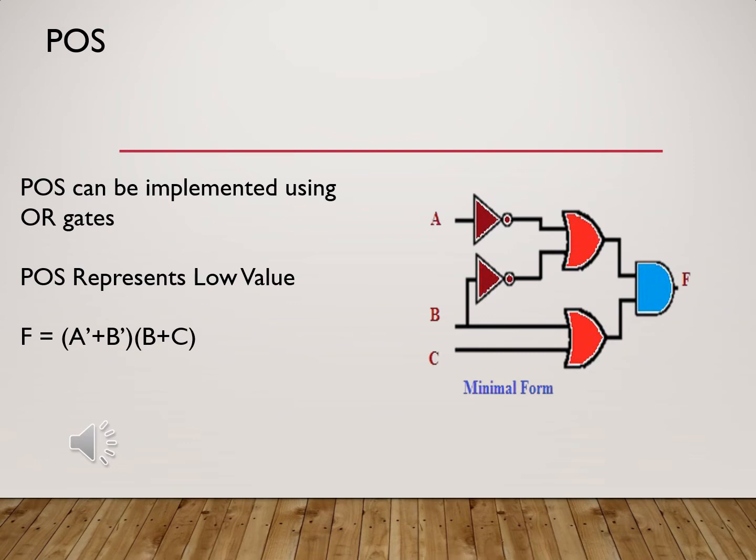Similarly, a product of sum can be implemented using OR gates. The product of sum represents a low value. So here the first OR gate gives an output of A bar plus B bar, and the second OR gate gives an output B plus C, and both are connected to an AND gate, which gives a product of A bar plus B bar and B plus C.